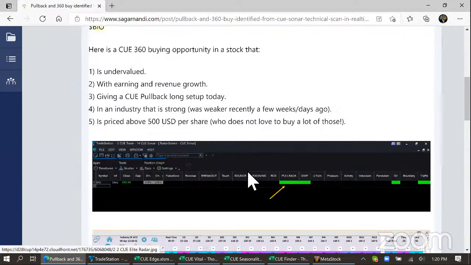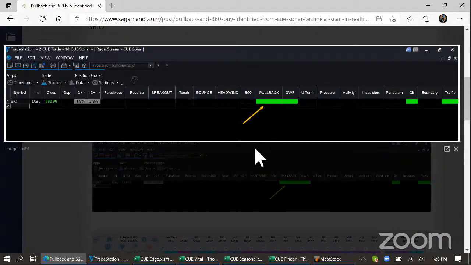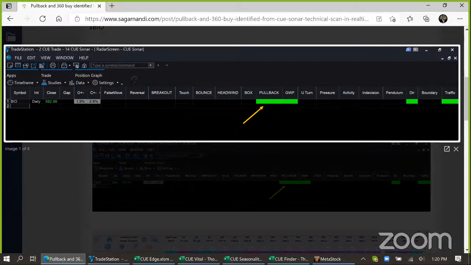Bio. How did I identify it? I identified it from Q Elite Sonar. It gave a pullback setup and also a bullish flow. It was in a confirmed uptrend above both yellow and white direction lines. Traffic light, daily candle color was bullish. So I identified the pullback setup from Q Elite Sonar.